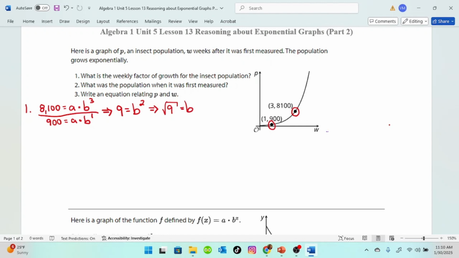And there's two answers here. The square root of 9 could be -3, or it could be +3. If it was -3, then we would be having a downward exponential graph. But this one is going up. So we know that b is going to equal +3. So the weekly factor of growth is going to be 3.